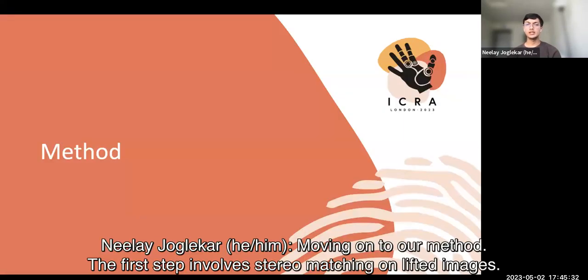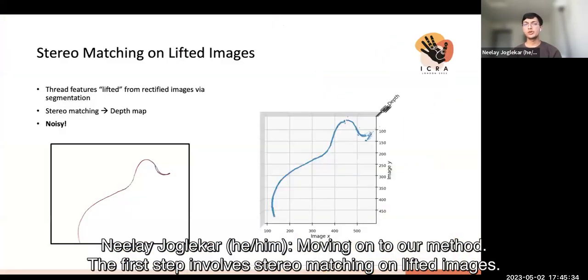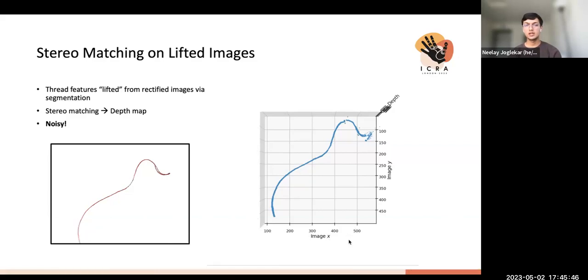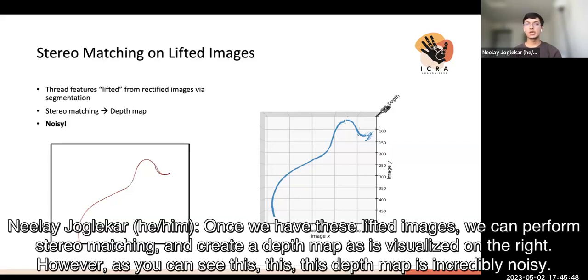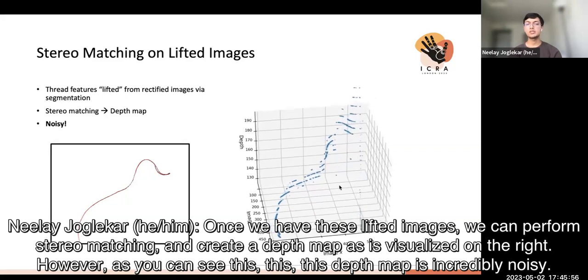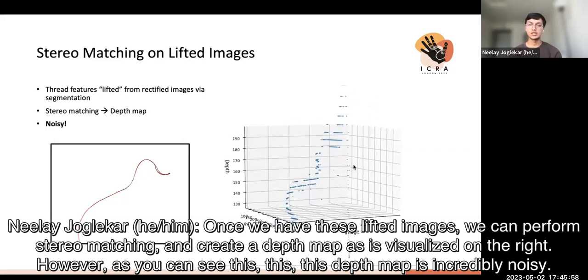Moving on to our method, the first step involves stereo matching on lifted images. After we perform stereo rectification and segmentation, we can lift the thread features from each image by subtracting the background, leaving the thread features intact. Once we have these lifted images, we can perform stereo matching and create a depth map, as is visualized on the right. However, as you can see, this depth map is incredibly noisy.